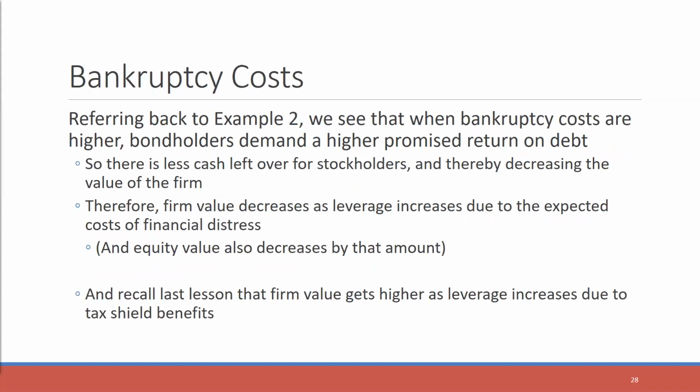If we think back to example 2, we see that when there are bankruptcy costs, bondholders demand a higher promised return on debt. Because there's less cash left over for stockholders, the value of the firm is going to decrease as leverage increases. It falls because of this expected cost of financial distress that falls onto stockholders. Again, the mechanism is that stockholders have to pay a higher promised cash flow to bondholders given the expected cost of financial distress.